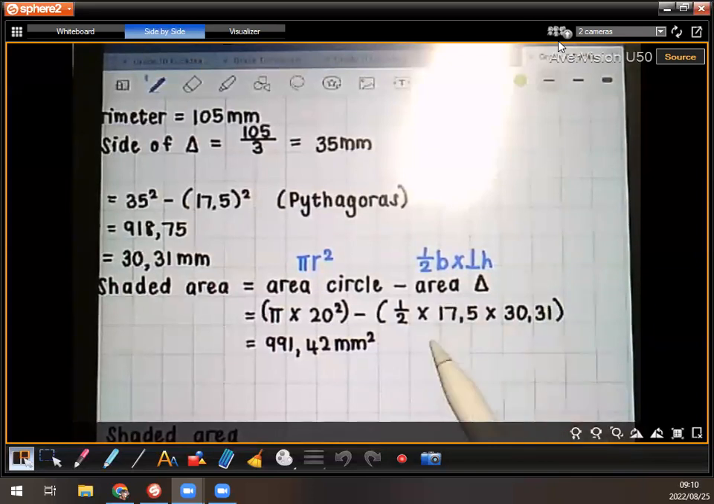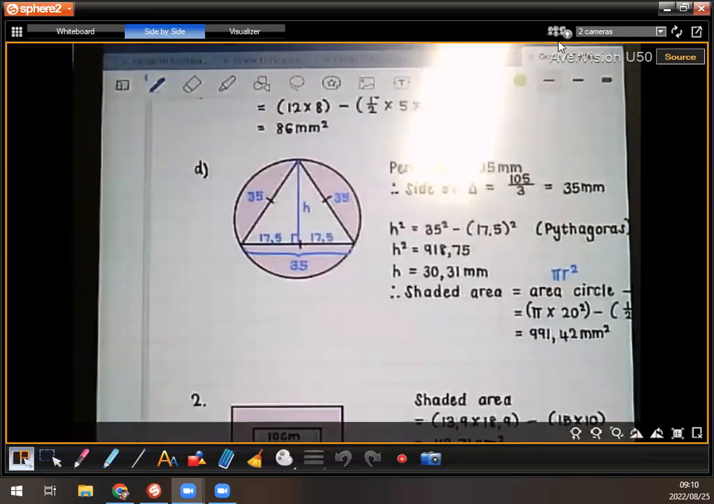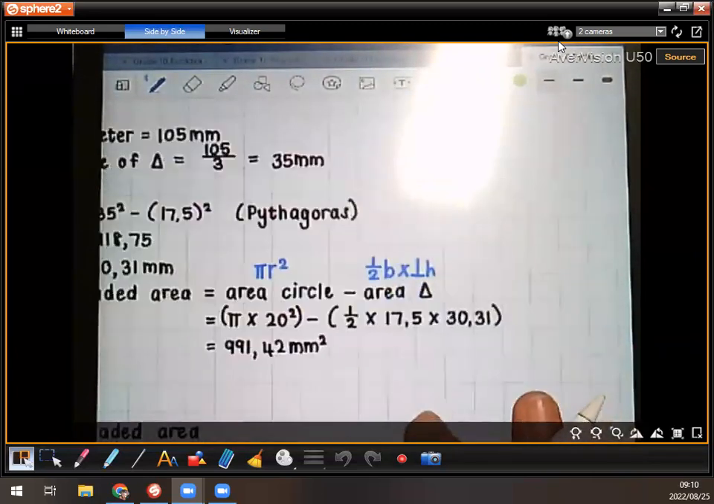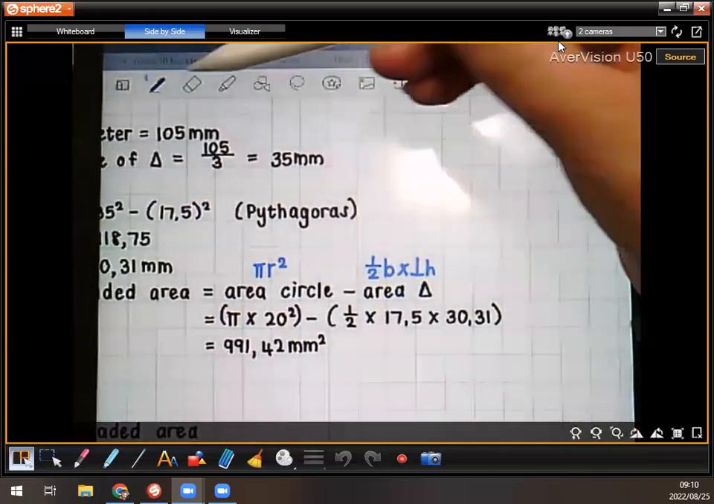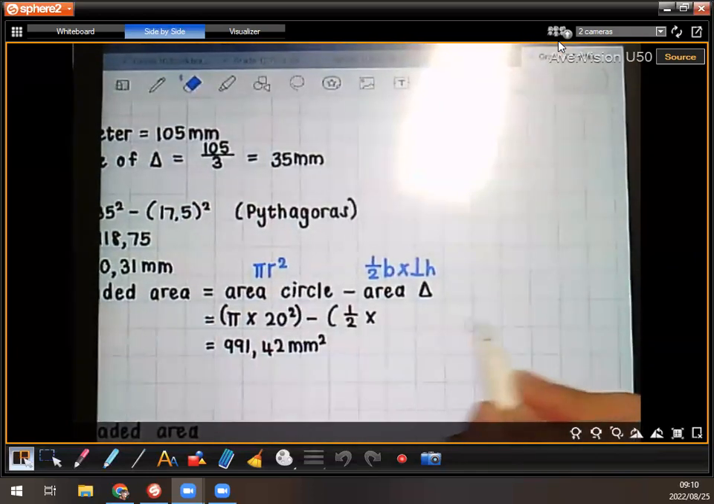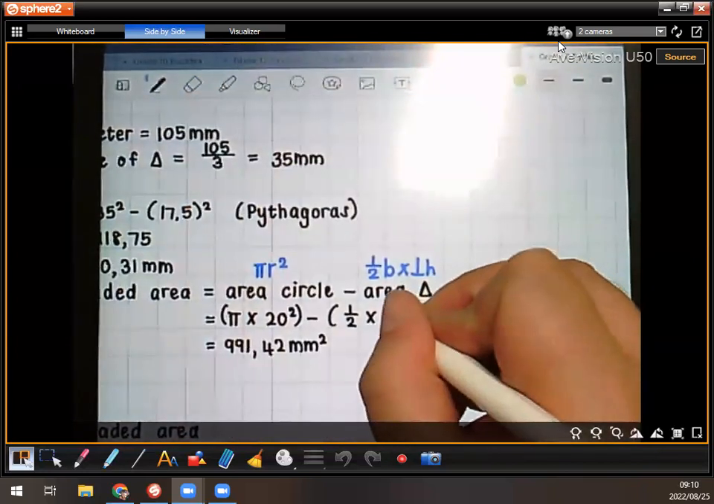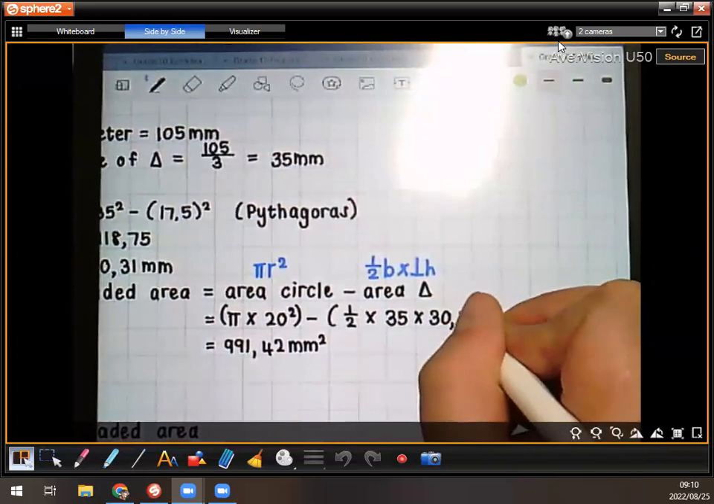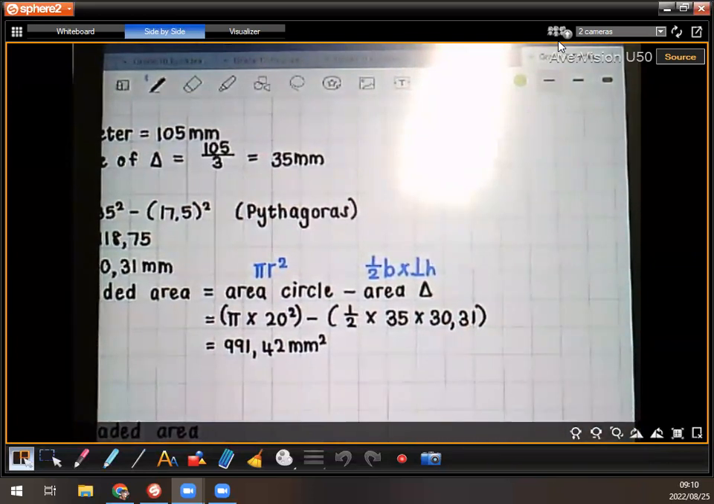Okay, so that is, oh no, I made a mistake. What did I use here, guys? Did I use the whole base? No, I just used half of it, hey? So I was actually meant to write the 35 there, sorry. If you guys notice that I did something wrong, just tell me, hey? Half times 35 times that height. Half times 35 times 30,31. Sorry about that, guys. And then your final answer, let me just check quickly.